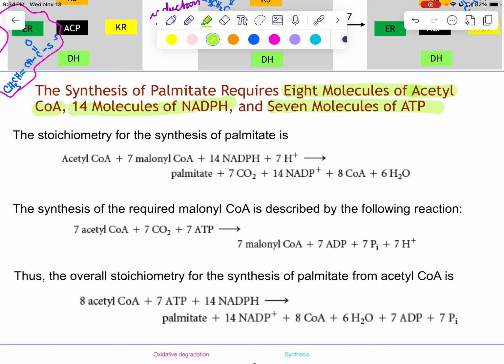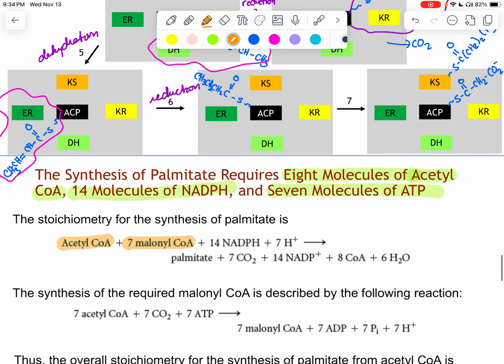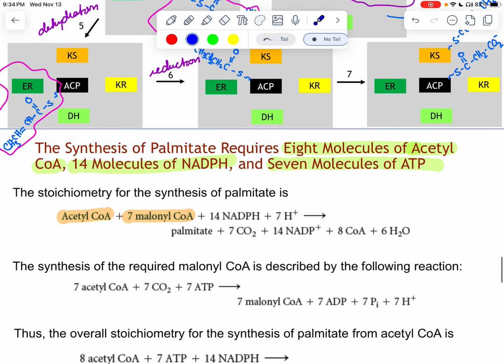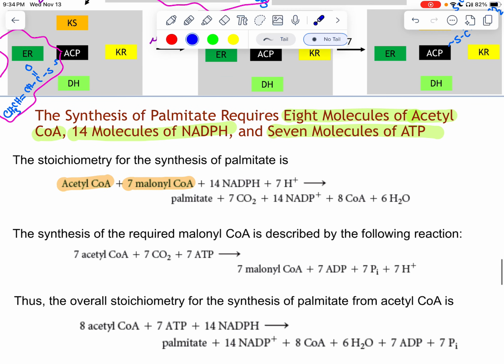If we look at the stoichiometry for the synthesis of palmitate, that whole cycle we just went through, we needed 1 acetyl-CoA to start, and then we'd have to go through the cycle 7 times. So every time, remember down here at the end, I picked up another malonyl. So when I do that, I need 7 of those because I have to go through this 7 times to get up to 16 carbons because the first round gets us to 4, right?